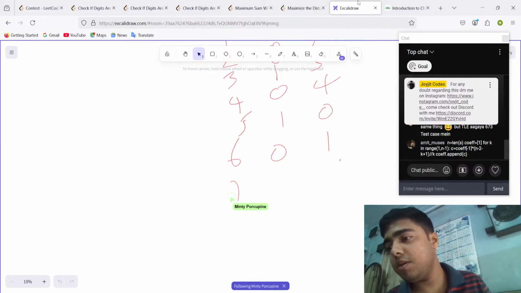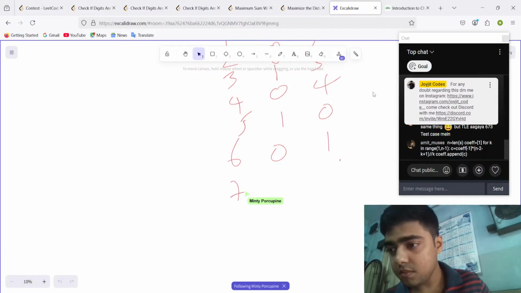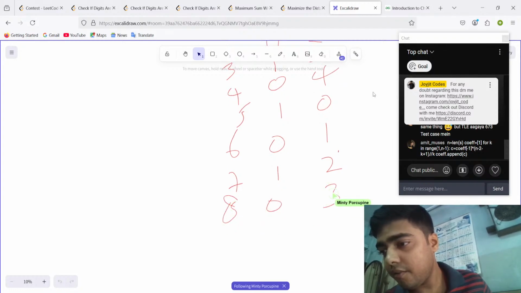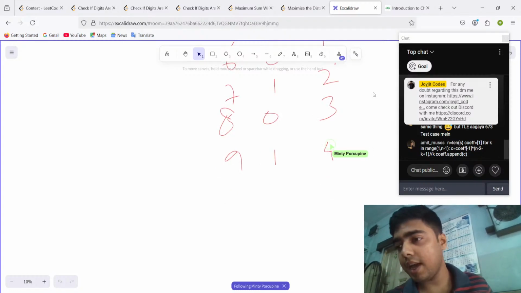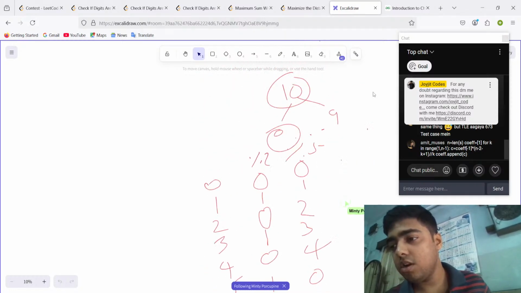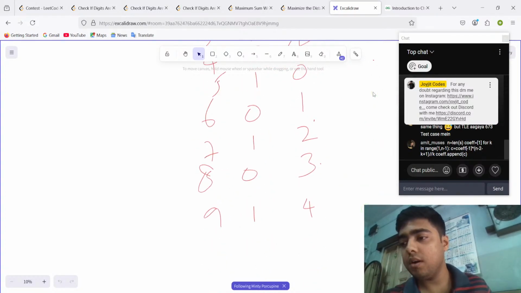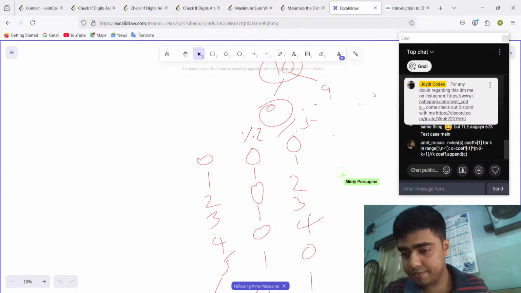For 7, it will be 1 and 2. For 8, it will be 0 and 3. For 9, it will be 1 and 4. And for 10, you don't need it, because you come back to that specific value. So you can notice one thing: all the pairs that I have got from here are unique, right? All of them are unique.